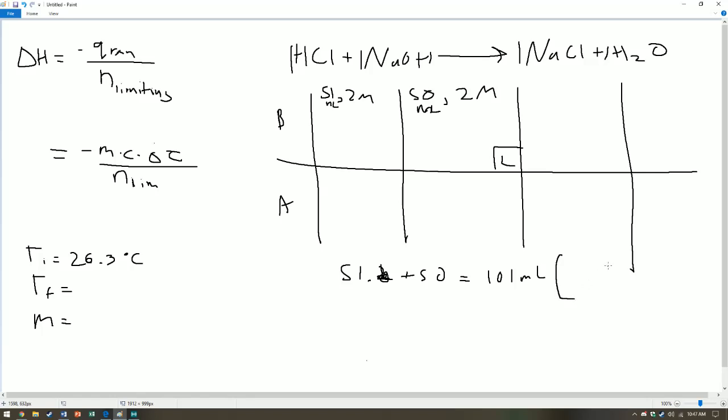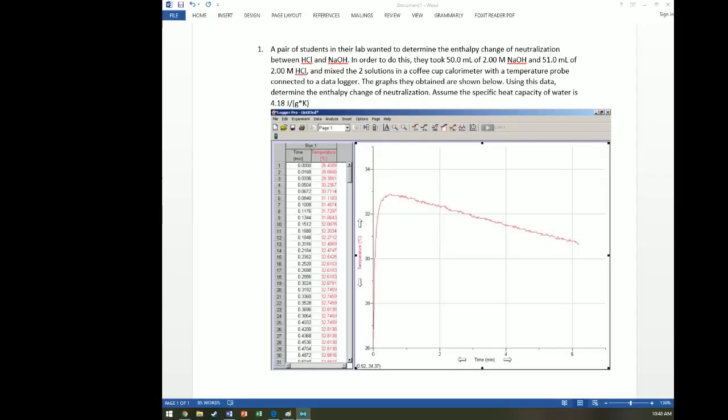And then I know the density of water is 1 gram per 1 mil, so the mass is 101 grams. C I'm given is 4.18 joule Kelvin gram negative 1. And then lastly, the final temperature, if we go back to our graph here. Now, you would be forgiven for saying that, okay, here's about where the final temperature is, and that looks to be about, I would say, 32.8. You'd be forgiven for using 32.8 as your final temperature.